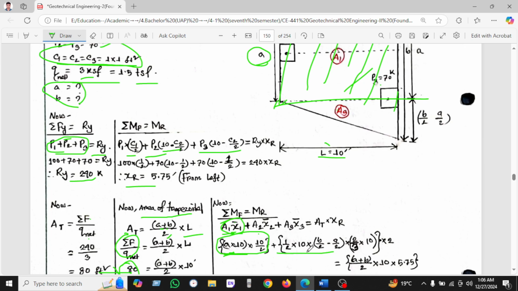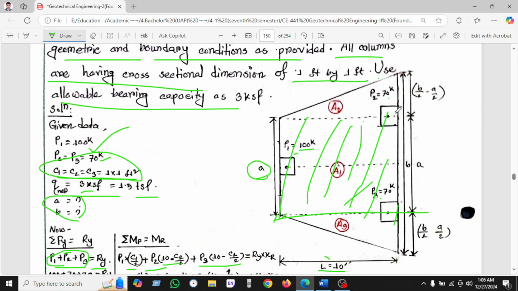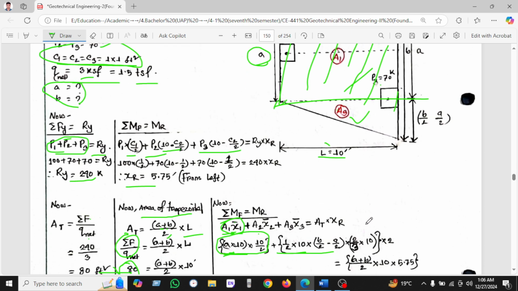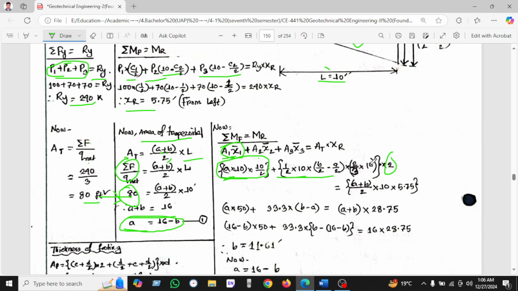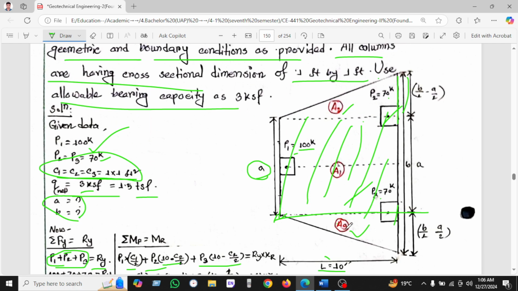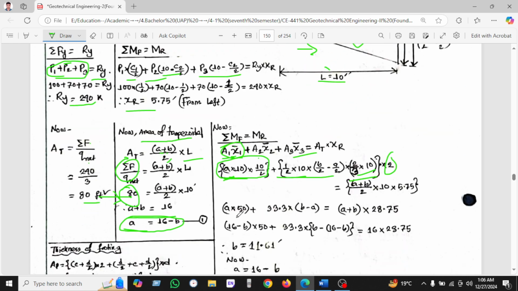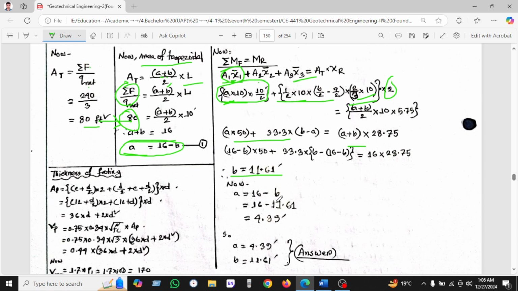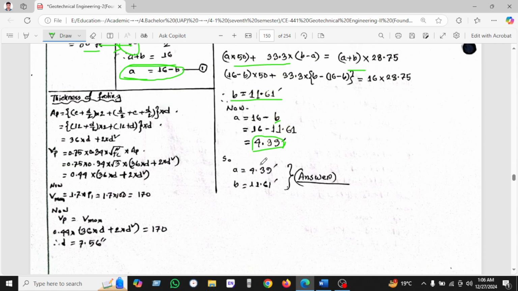In the same way, A2 is half into length into b by 2, this portion. A2 and A3 remain the same, that's why we multiply by 3. And x bar equals 2/3 into length. In this way I put in all these values and found b equal to 11.61. So deducting the value of b, we found a as 4.39.